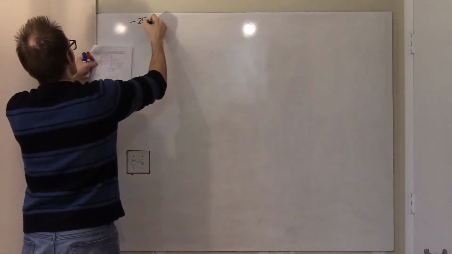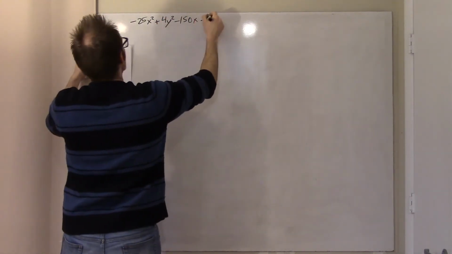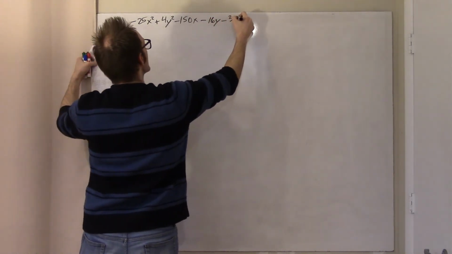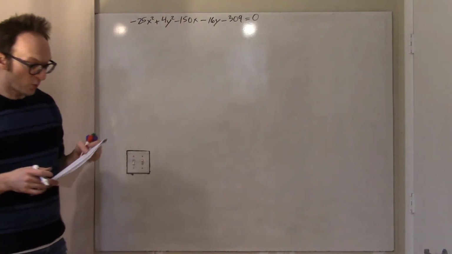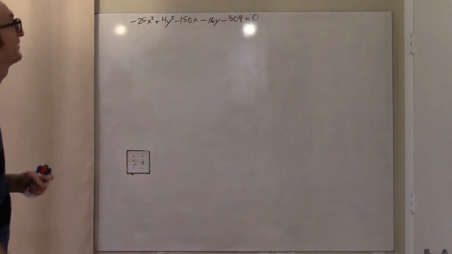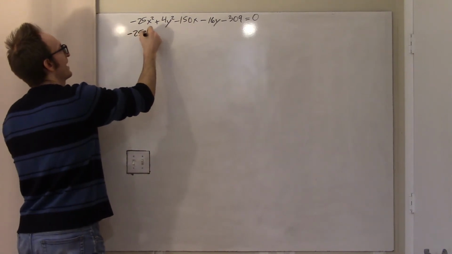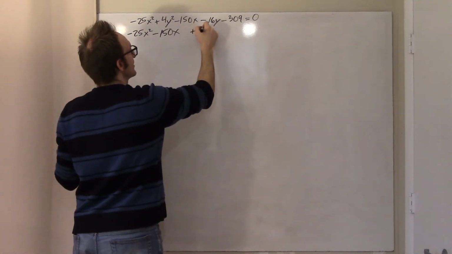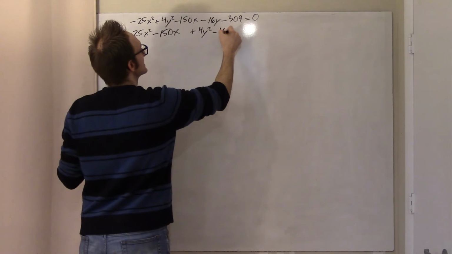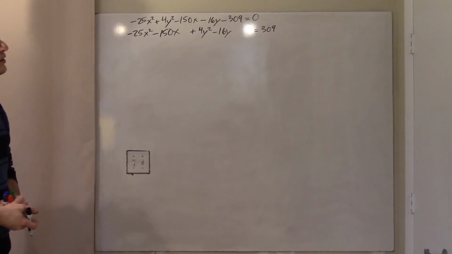Negative 25x squared plus 4y squared minus 150x minus 16y minus 309 equals 0. Okay, let's do it. Step 1, mindless algebra done very carefully. So we're going to collect the x's together. So that's negative 25x squared minus 150x, and then plus 4y squared minus 16y, and then I'm going to add the 309 over to the other side. Okay, great. Now let's complete the square.